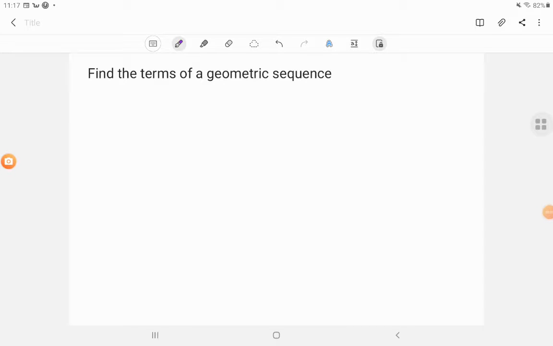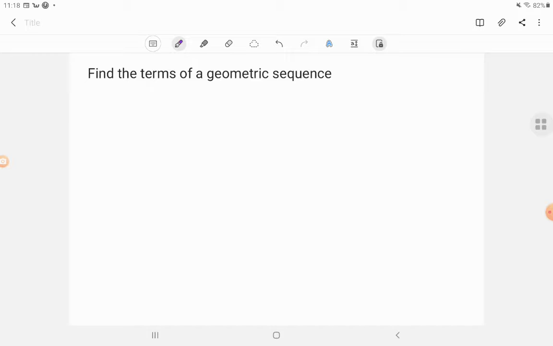Hi everyone. So today's lesson we will find the terms of a geometric sequence. If a geometric sequence is given and we have to find the 100th term or the 300th term, it is not possible to multiply the common ratio each time. So we use a simple formula in order to generate any term of a geometric sequence. This formula is Tn is equal to ar to the power of n minus 1.